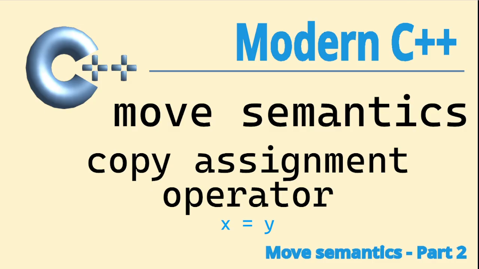Specifically, in this and the next recordings, I will talk about the move assignment operation or operator, which is basically a member function of a class to get called when one existing object is assigned to another existing object.